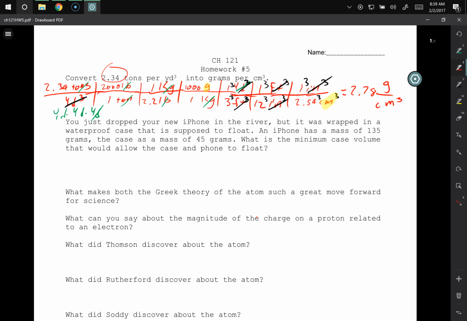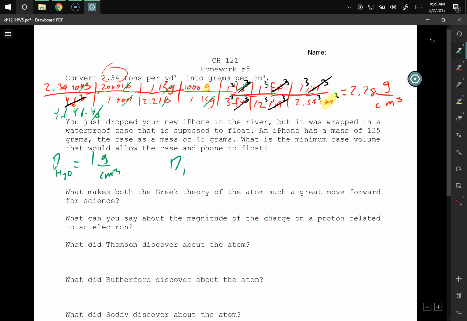The density of water is what? All right, so water's density is 1 gram per centimeter cubed, or 1 gram per milliliter. And if I want something to float, the density of the other object needs to be what? Less than that. Okay, so my density of my phone needs to be less than 1 gram per centimeter cubed.